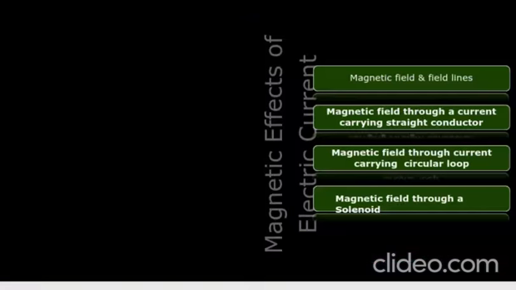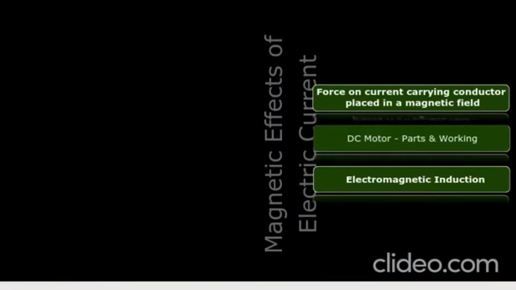All right, so what are we going to study in today's lecture? Magnetic field and field lines, magnetic field through a current carrying straight conductor, magnetic field through a circular loop, and even a solenoid. After that, force on a current carrying conductor placed in a magnetic field. Then the DC motor and electromagnetic induction, Faraday's EMI. I'm going to even show you a simulation of this at the end of the session, so stay tuned till the end.